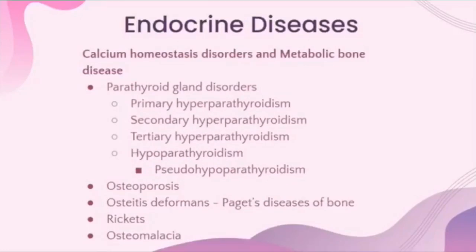Under the category of calcium homeostasis disorders and metabolic bone disease are the parathyroid gland disorders, causing an excess or lack of hormone: primary, secondary, and tertiary hyperparathyroidism, as well as hypoparathyroidism, with the inclusion of pseudohypoparathyroidism. We also have osteoporosis, the creation of too little bone or losing of too much bone, causing pores and high chance of breakage. Paget's disease of bone interferes with the natural cycle of replacement for old bone tissue. Rickets and osteomalacia, the softening or weakening of bone.